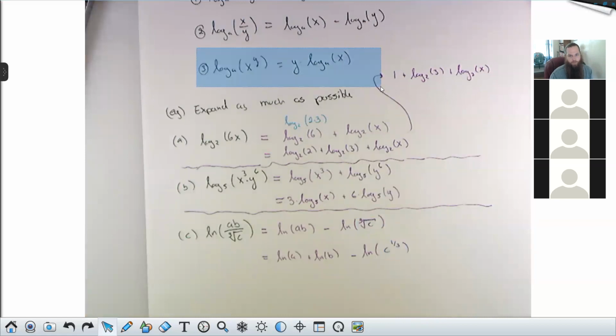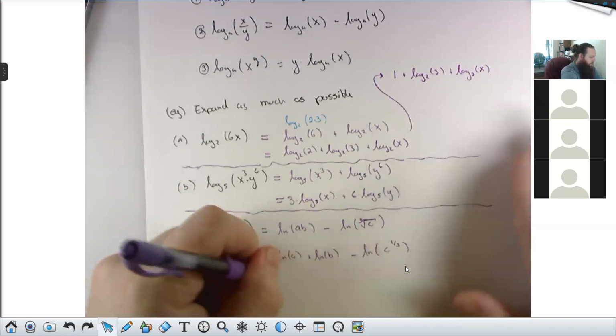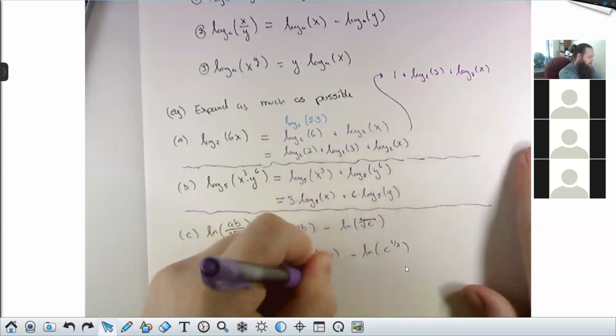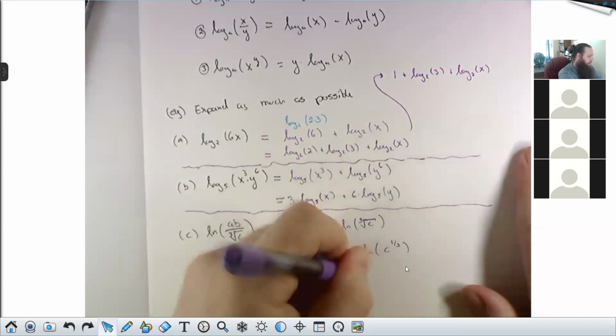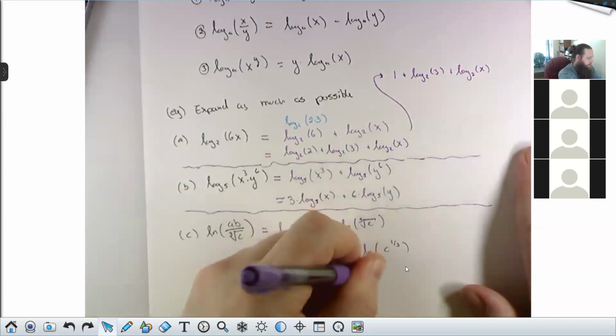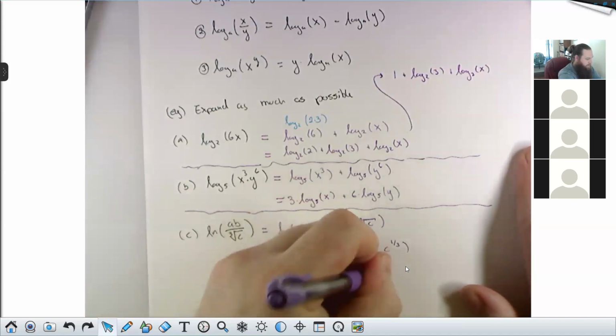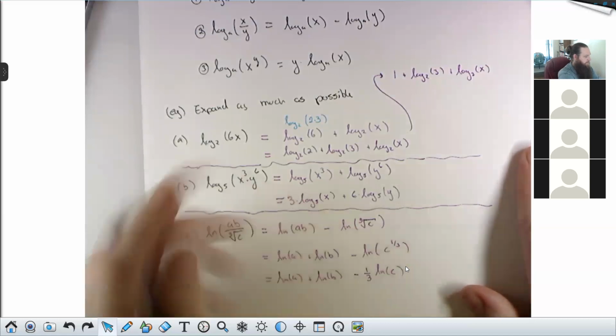Now I can use my rule 4 on this piece. The first two terms don't change: ln of a plus the ln of b. And then we have minus, and that power comes down. So outside the logarithm, down front, 1/3 ln of c.